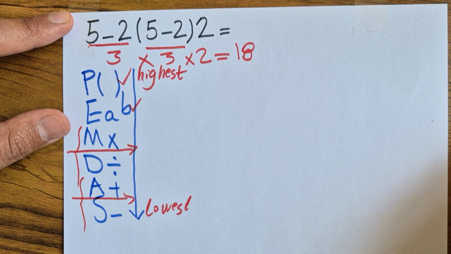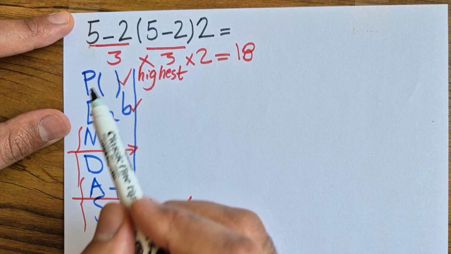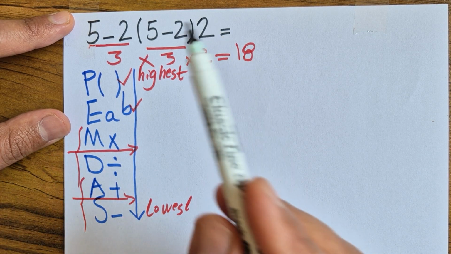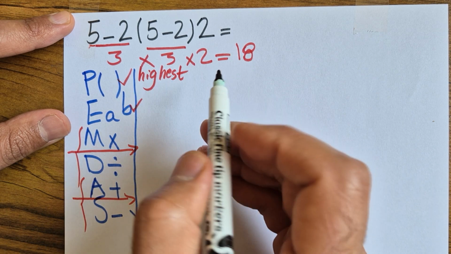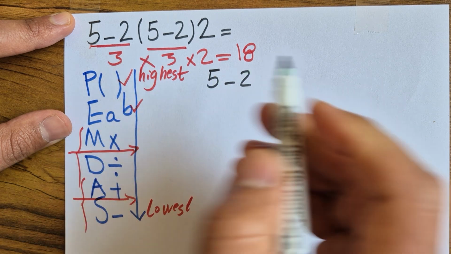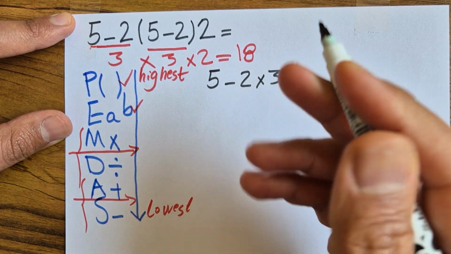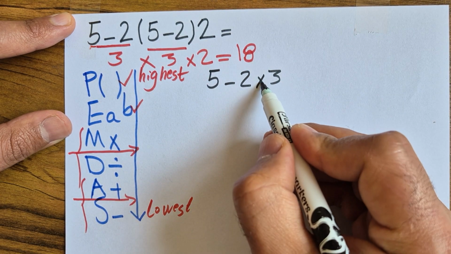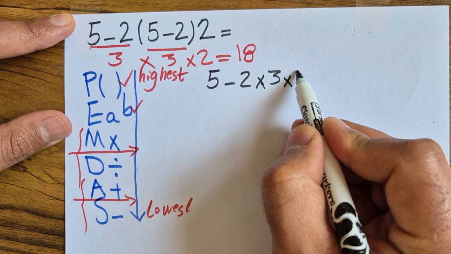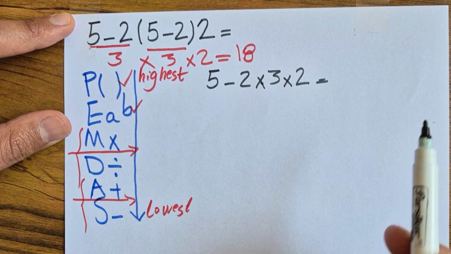Now we have 5 minus 2, and then we have a parenthesis, then multiply by 2. Do we have any parentheses? Yes. Let's do the parentheses at first. So 5 minus 2, and then what's inside the parentheses? 5 minus 2 gives us 3. You can remove the parentheses and turn it into multiplication, and then multiply it by 2. So now we got rid of the parentheses.